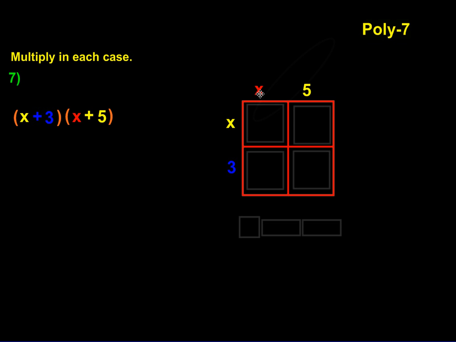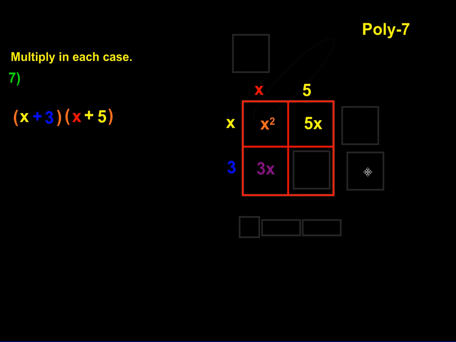So we have x times x, and that gets us x to the second power. We have x times 5, which gives us 5x. We have 3 times x, which gives us 3x. And lastly, we have 3 times 5, and that gets us 15. Okay, looking quickly for my diagonally like terms, I can see it lines up right over here. My 5x and my 3x.